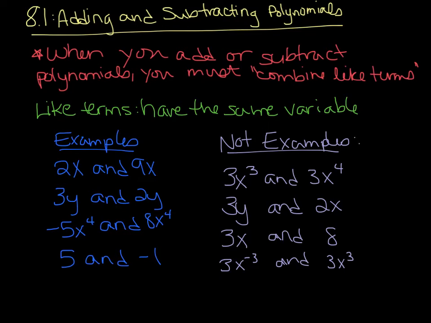So you'll find that these things are not examples. You actually can do stuff to them when you're multiplying, which we're going to talk about later on. But when you're adding or subtracting, you cannot put any of these things on the right-hand side together. You're not allowed to do that. But anything on the left-hand side, the examples I have in blue, those you are allowed to combine. You can put those together.